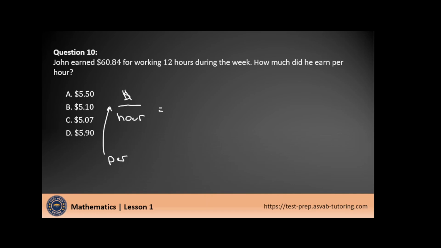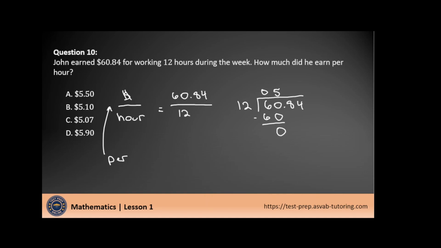The dollars he made were 60 and 84 cents. The hours he worked were 12. So we need to do 60.84 divided by 12. 60.84 is in the numerator, so it's going to go in the box. 12 is the denominator, so it's going to go outside the box. 12 does not go into 6. 12 goes into 60 5 times, which is 60.